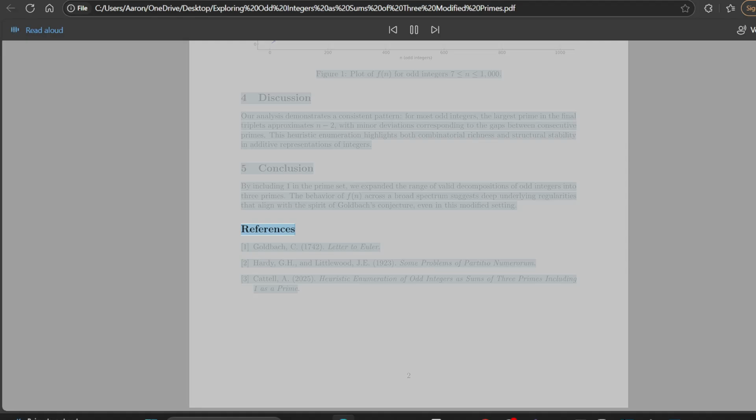References. 1. Goldbach, c. 1742. Letter to Euler. 2. Hardy, G.H., and Littlewood, J.E., 1923. Some Problems of Partitio Numerorum. 3. Cattell, A. 2025. Heuristic enumeration of odd integers as sums of three primes including 1 as a prime.